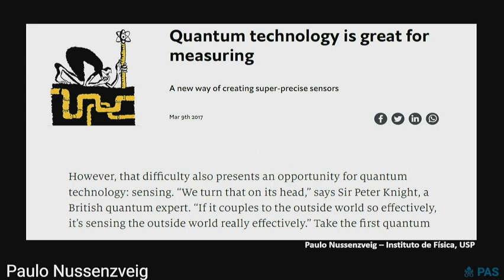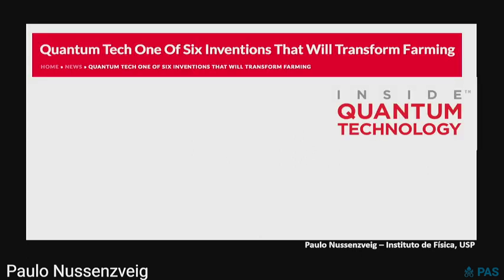So as Peter Knight said, we turn it on its head. If the systems couple to the outside world so effectively, they're sensing the outside world really effectively. And so this is kind of the defect in building quantum computers, which leads to building better sensors, and this is something which we think is the best shot for our initial efforts in these technologies.